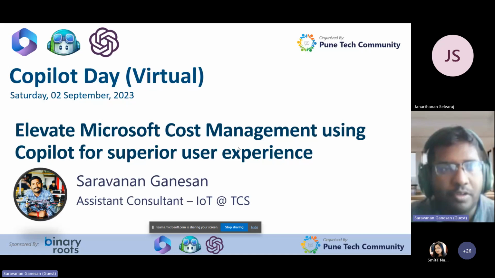Okay, so today I'm going to present regarding how we can elevate Microsoft Cost Management using Copilot for a superior user experience.